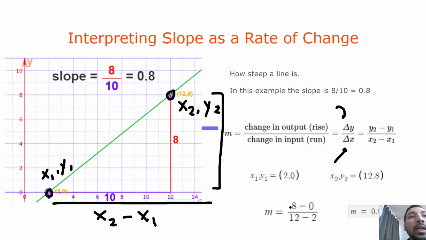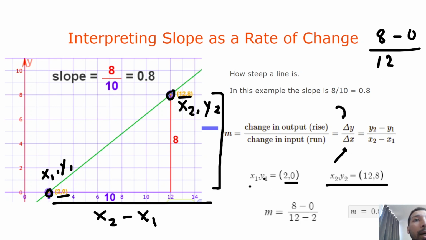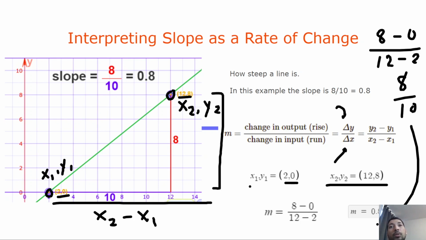So let's see how we can apply over here. We have this coordinate over here, which is (2, 0), and this coordinate over here, (12, 8). So we plug that in over here, (2, 0) for x1 and y1, and (12, 8) is for x2 and y2. Y2 is 8 minus y1 is 0, and x2 is 12 minus x1 is 2. So if you simplify, we get 8 over 10, which comes down to 0.8. So you can see that we can also use this formula to find the slope.